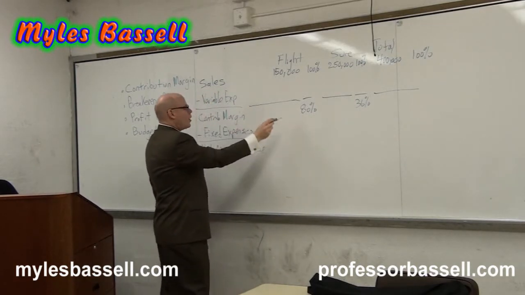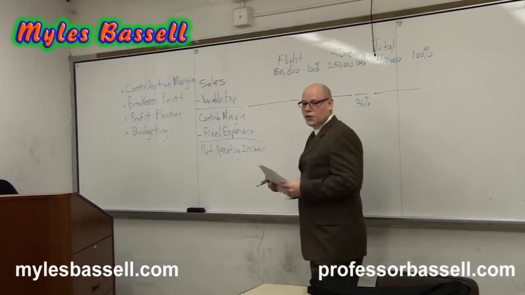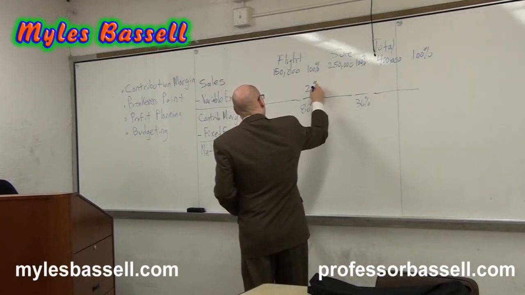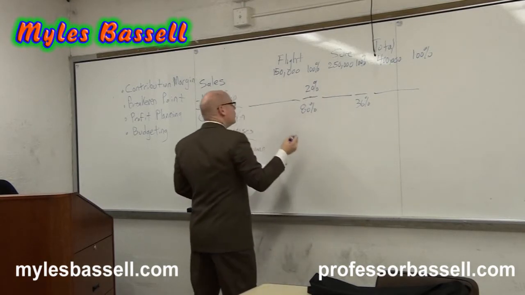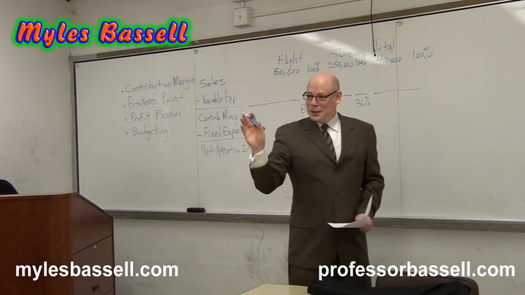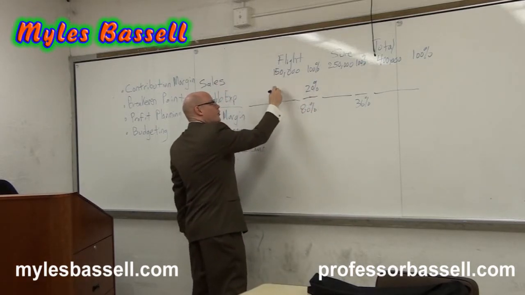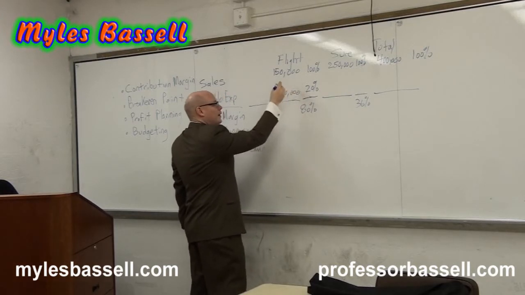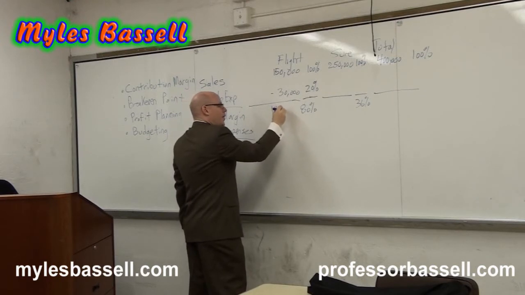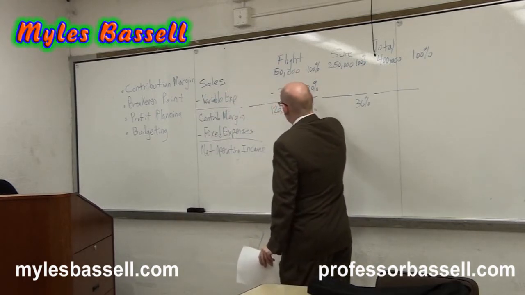So if the contribution margin is 80%, then variable expenses must be what percent of sales? 20%. So if that's 20%, then how much is that? I heard some people say 20,000. 30,000. It's 20% of 150,000, so that's 30,000. And then we subtract the 30,000 from the 150,000, and we get 120,000. So 80% of 150,000 is 120,000.